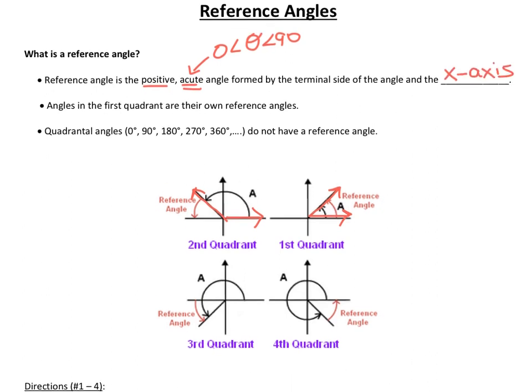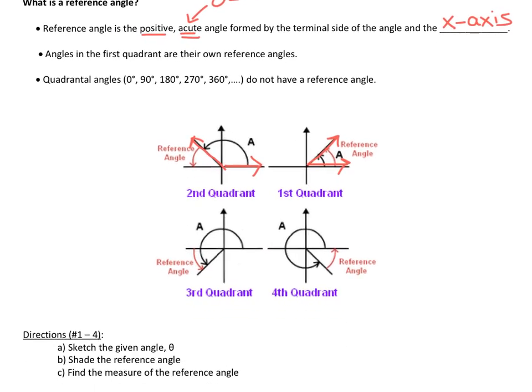Okay, so if we look in the third quadrant, right, here's our third quadrant. In the third quadrant, here's our initial side. So let me just draw that. Here's our initial side, and this angle is going to open up until the third quadrant. And this is the terminal side, right? It terminates in the third quadrant.